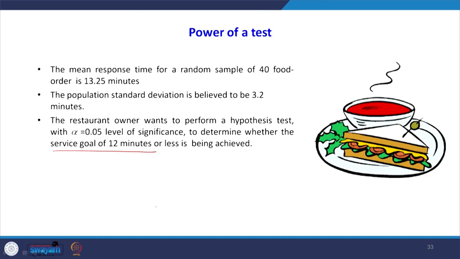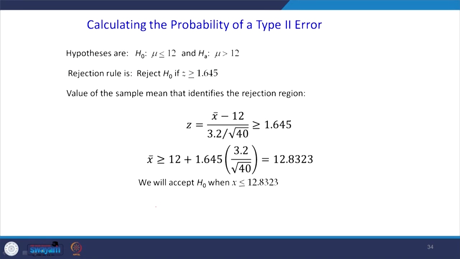Now, what is happening? First we have to state the null hypothesis. The null hypothesis is the status quo. The status quo is mu less than or equal to 12. The alternate hypothesis is mu greater than 12. So, what will happen? What kind of test is this? This is a right tail test.